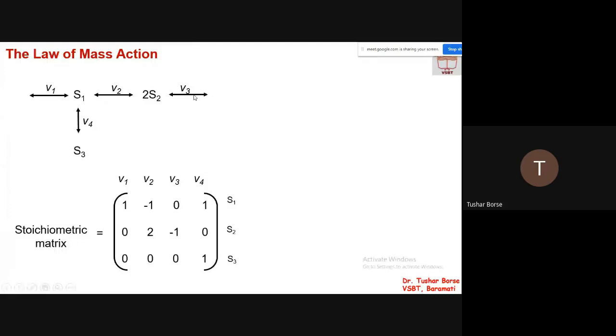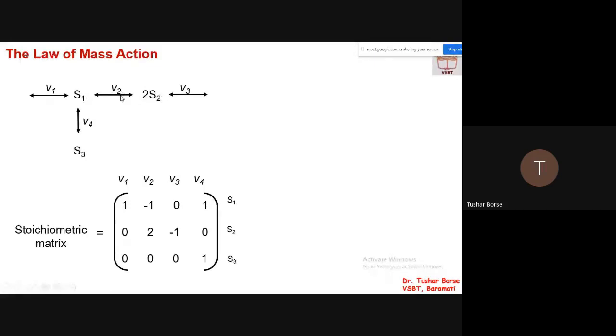S1 is again, it could be formed or it could be utilized, into S3. So for V4 we have presented it by 1. Now if we consider S2, we talk about S2. Does S2 participate in V1? No. There is no direct correlation. Then what about V2? In V2, yes, it is being produced from S1.